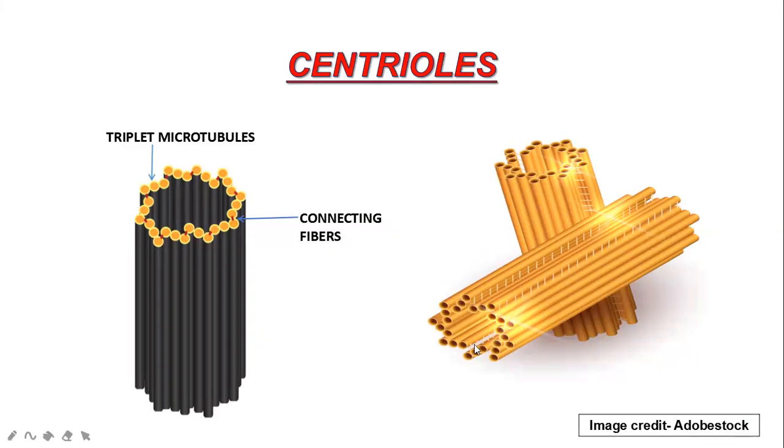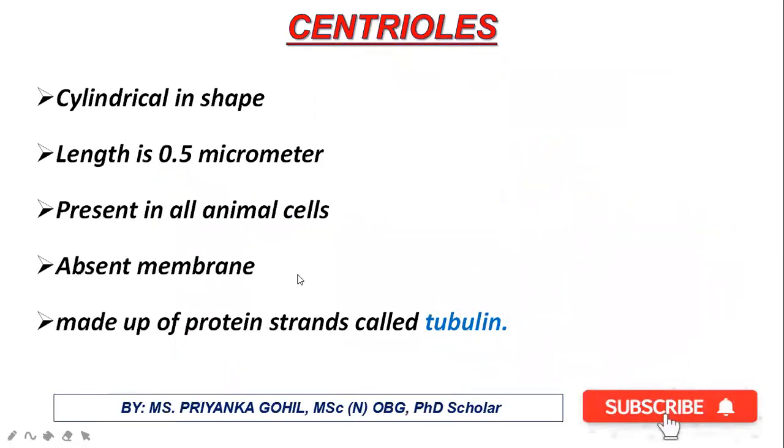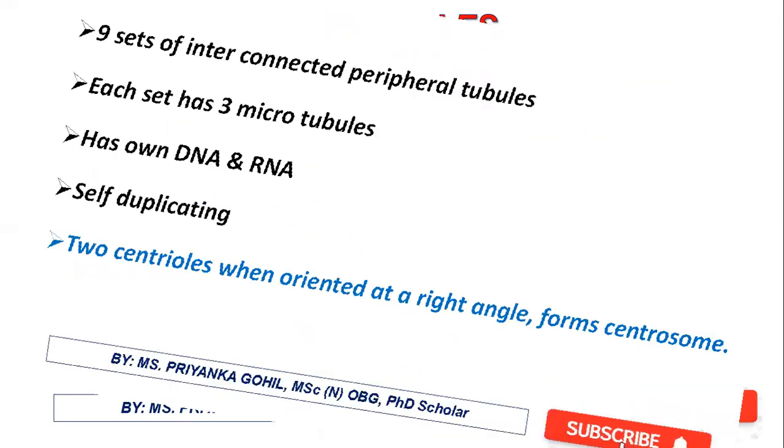If we see the structure of centriole which is present inside the cell, it is made up of triplet microtubules which are connected with each other through connecting fibers. These centrioles are cylindrical in shape and their length is 0.5 micrometer. They are present in all the animal cells just around the nucleus, and they do not have any membrane around them. All the centrioles are made up of protein strands called tubulin.